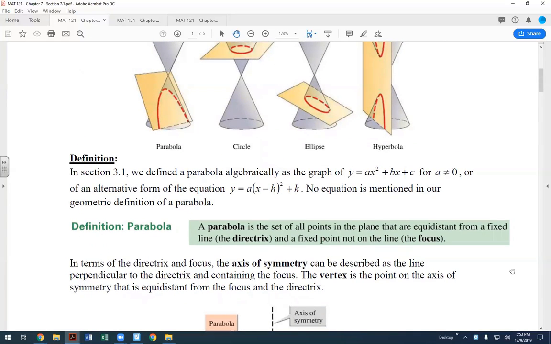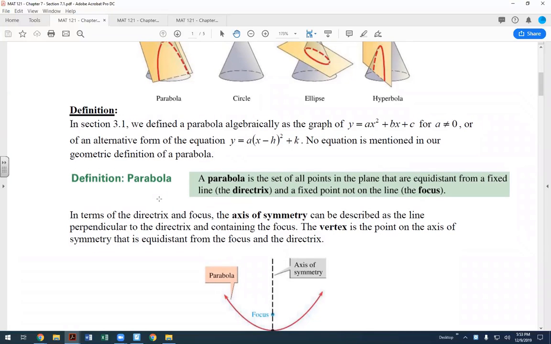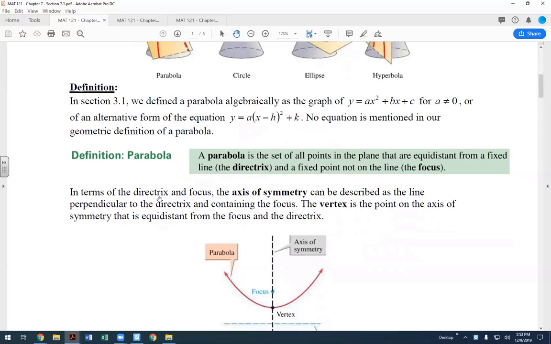Now, of course, we're familiar with the equations of a parabola, y equals ax squared plus bx plus c, or in the transformation form, we have y equals a parentheses x minus h squared plus k. Now, we don't really have any new equations for a parabola here, so obviously we just use those two. But in terms of a conic section, we define a parabola as a set of points in the plane that are equidistant from a fixed line.